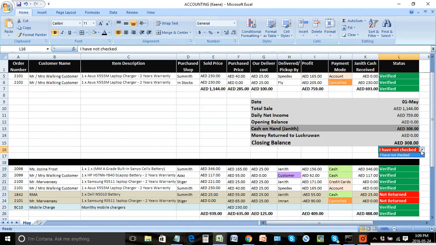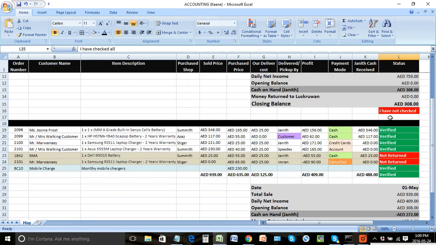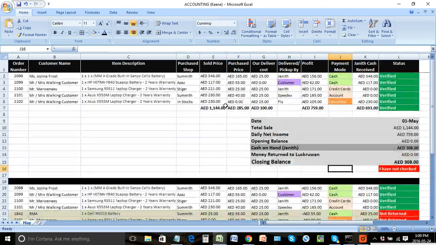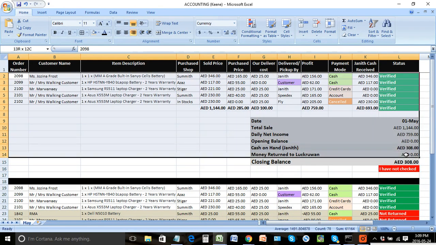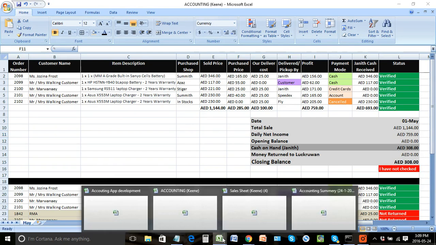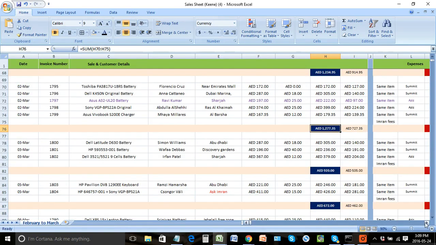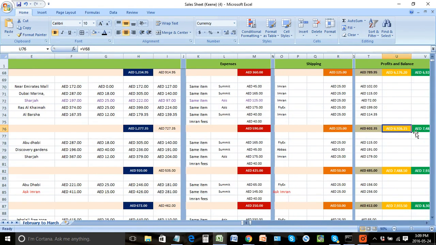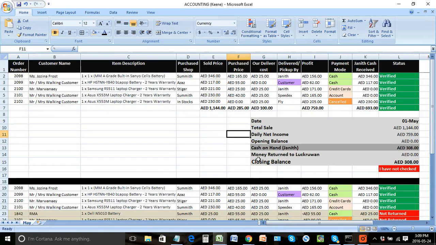So before you go to bed or before you send it to me, it has to be like this. I have checked all. It has to be like this, in green color, which means you have gone through everything and you verified everything and you confirmed this final number is the actual final number. It's not just an imaginative number. Here you have numbers which are imaginative. Nobody knows whether these numbers are true or not, because it's crazy. So it shouldn't be like that.